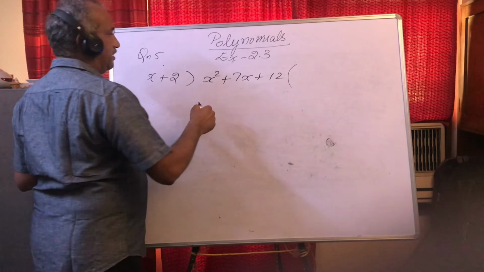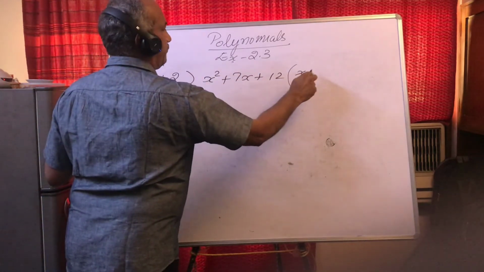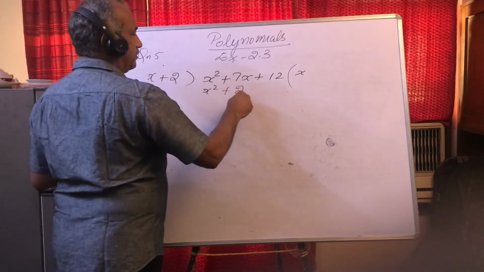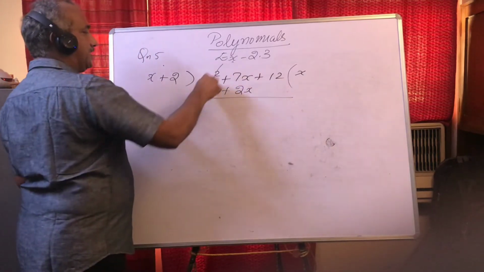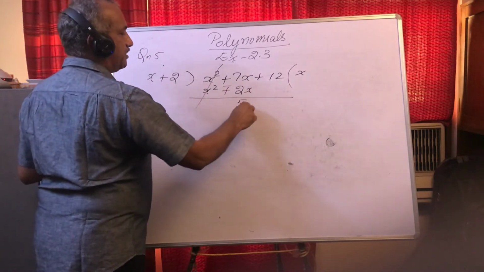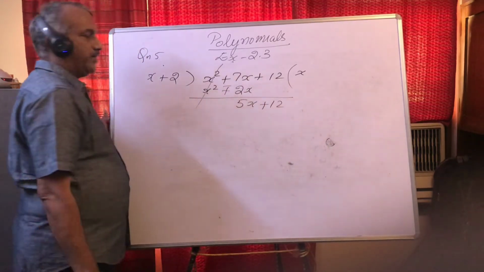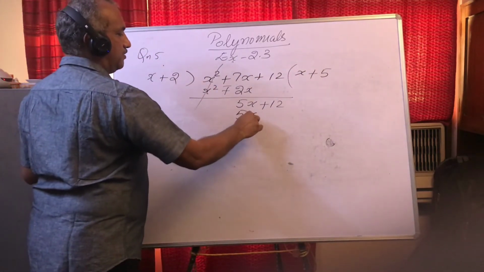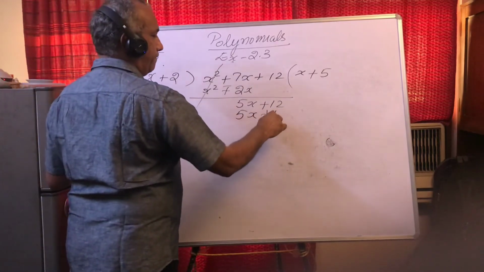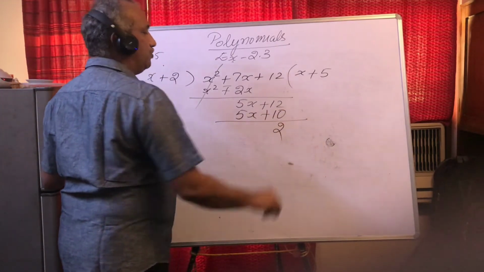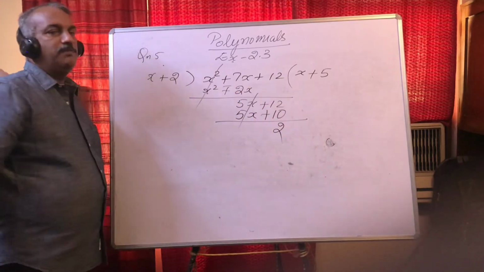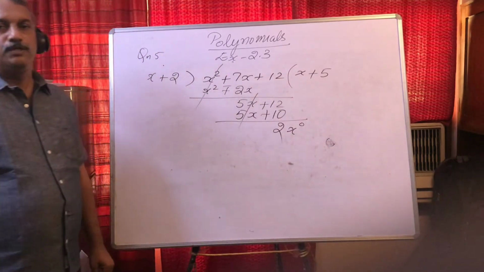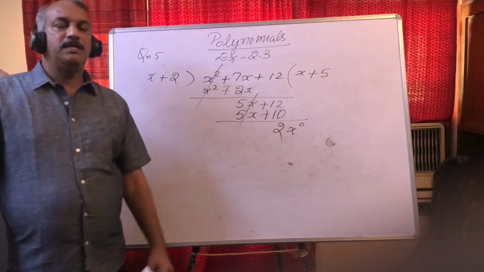So let us divide and check. x square upon x is x. x into x square is x square, x into 2 is 2x. This is cancelled. Change the sign. 5x plus 12. 5x upon x is plus 5. 5 into x is 5x, 5 into 2 is 10. This is cancelled and the remainder is 2. 2 is the same as 2x raised to 0. Therefore the degree of the remainder is 0.